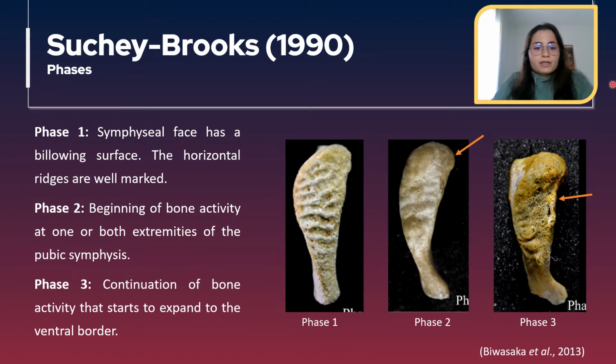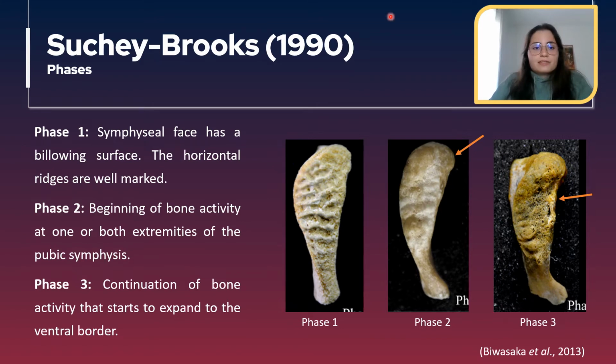Then we have phase 2. In phase 2, there's the beginning of bone activity at one or both extremities of the pubic symphysis. This means that in the extremities the well-marked ridges start to disappear. As you can see in this zone of the epiphysis, you don't see the ridges anymore. But in the rest of the surface it is still possible to see some ridges, like here and here.